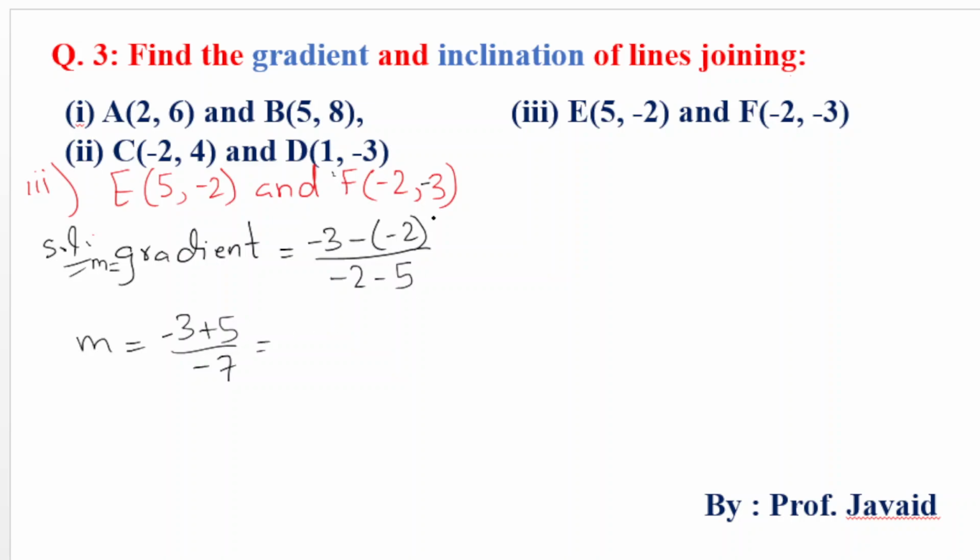Let's change this: the numerator is 3 minus negative 2, so that will be 5, and so the denominator is -7. So m is equal to 5 over -7, like this. Now for inclination, we will find over here.